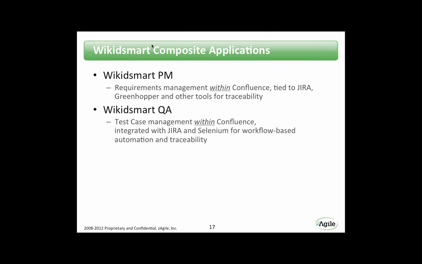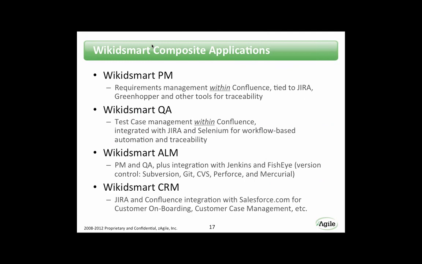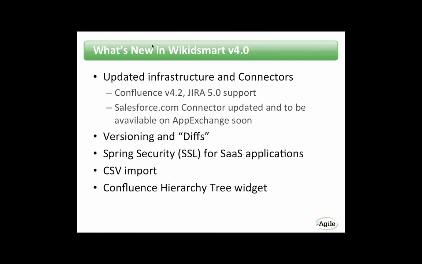So Wikidsmart version 4.0, again, is going to be launching July 9th. Here's a quick overview of some of the features. Confluence 4.2 support and JIRA 5 support are a couple of the major things that folks have been requesting recently. You're also going to have a lot of other powerful extensions, things like versioning and diffs, so that you can see the versions of the content of Wikidsmart as it changes over time and see the differences. More powerful security with the Spring framework, particularly for SaaS applications.